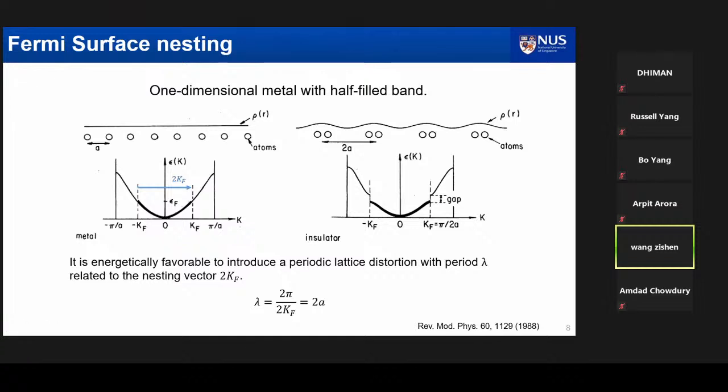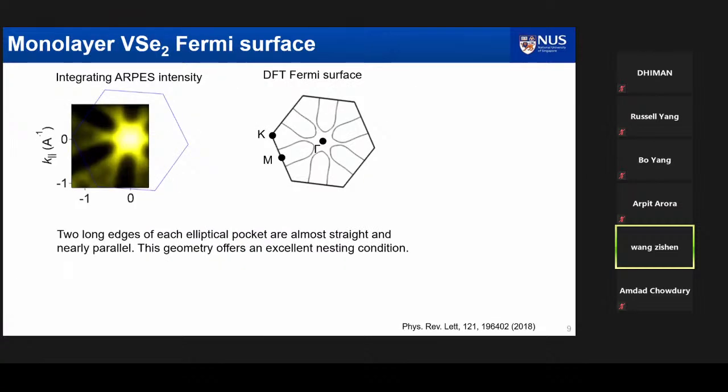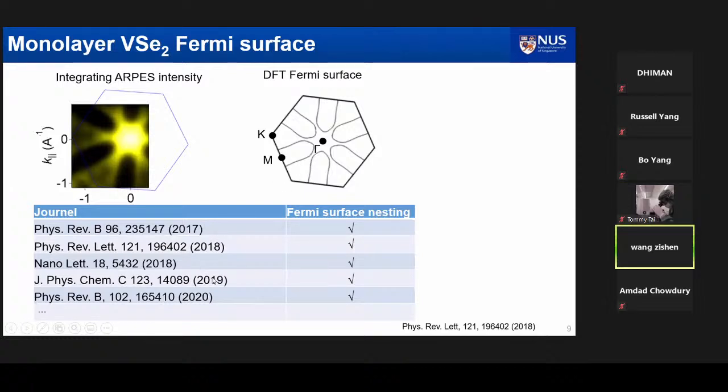For two or three dimensional cases, a favorable Fermi surface geometry is necessary, and such nesting will most likely occur when the shape of the Fermi surface permits connection by the same nesting vectors. So let's take a look at the monolayer VS2 Fermi surface. The left graph is obtained by integrating ARPES intensity around the Fermi level, and the right graph is obtained by DFT calculation, and they agree well with each other. Notice that the two long edges of the electron pockets are nearly parallel, which gives a good nesting foundation to form a CDW distortion. And a lot of literature, both theoretical and experimental, suggests that Fermi surface nesting is the driving force of CDW distortion in monolayer VS2.